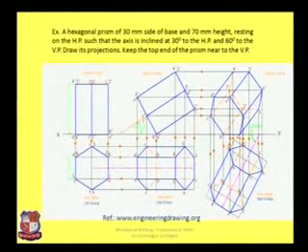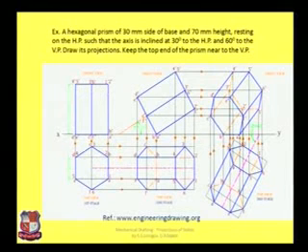Then this is another problem of hexagonal prism. Here it is given that in this hexagonal prism 30 mm is the side length, 70 mm is the height, and it is resting on HP such that the axis makes an angle of 30 degree with HP and 60 degree to vertical plane. Draw its projections, keep top end of the prism nearer to vertical plane. This is the given situation.